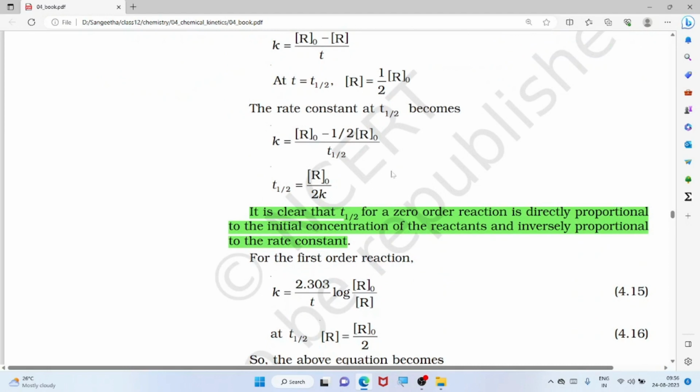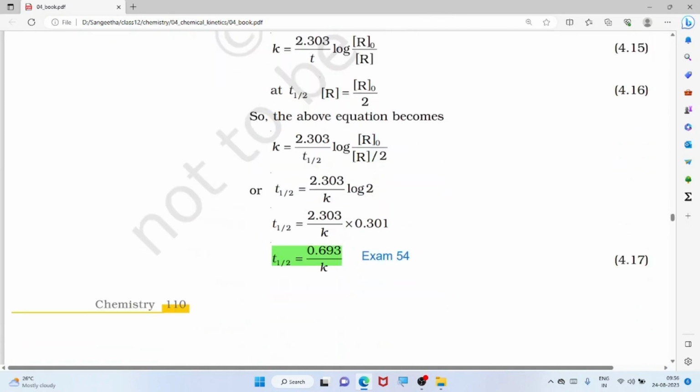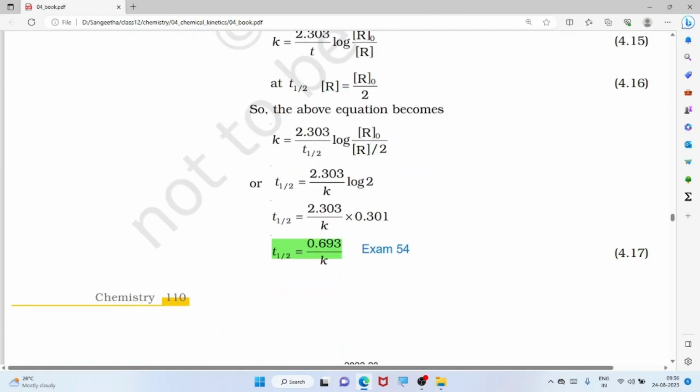This concentration becomes 50% in this half-life time. So from this equation, it is clear that for a zero order reaction, the t1/2 is directly proportional to the initial concentration of the reactant, and inversely proportional to the rate constant. But for the first order reaction, the t1/2 is a constant because it is not related to the concentration of the reactant here.